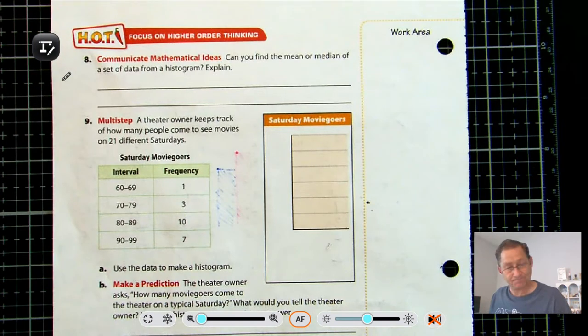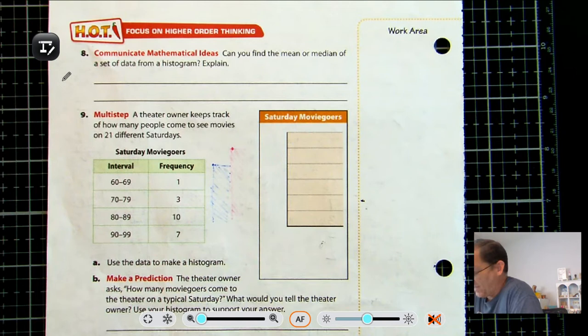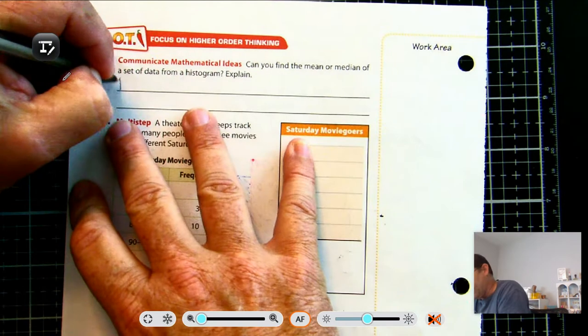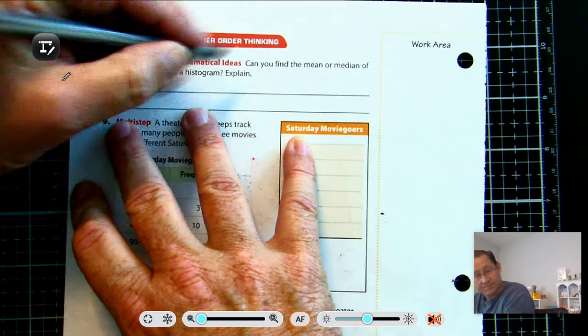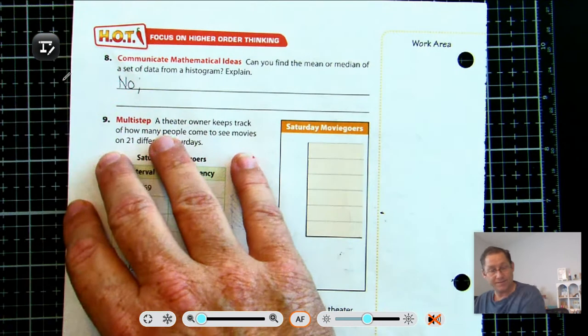All right, number 8. Can you find the mean or median of a set of data from a histogram? No, we've already said that. Because we can't see the individual data points.